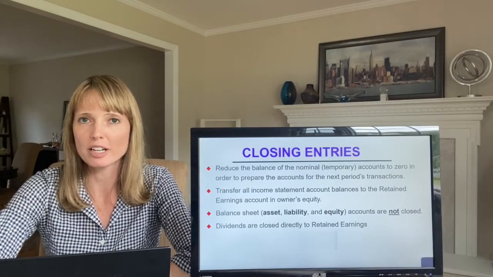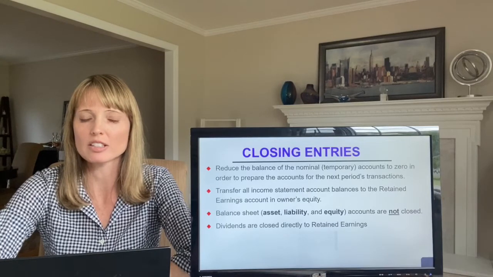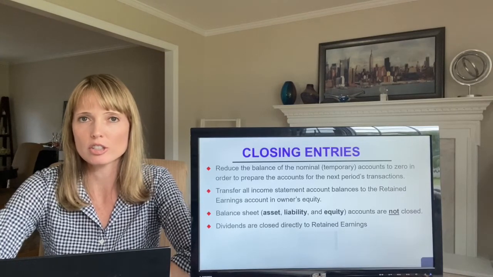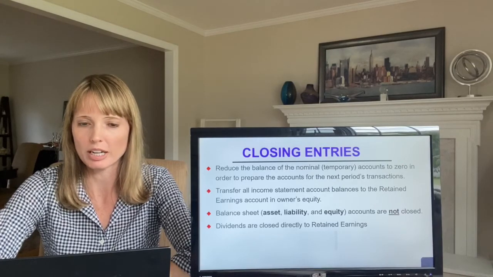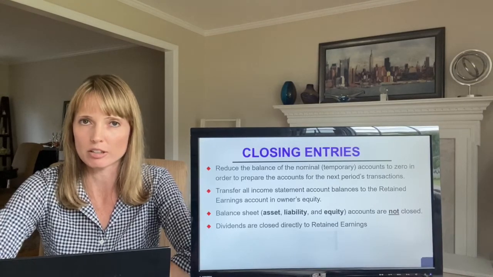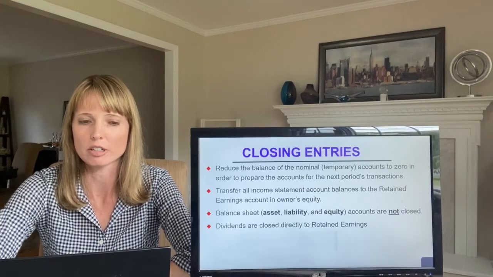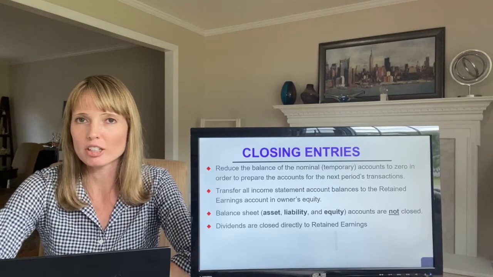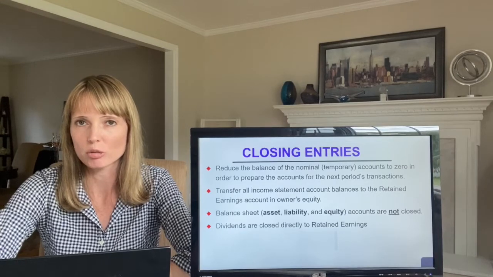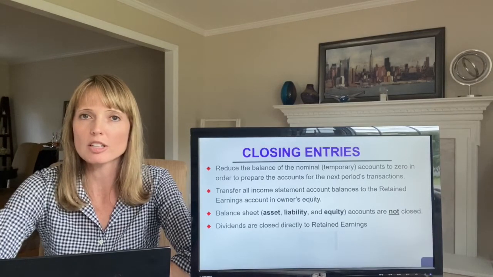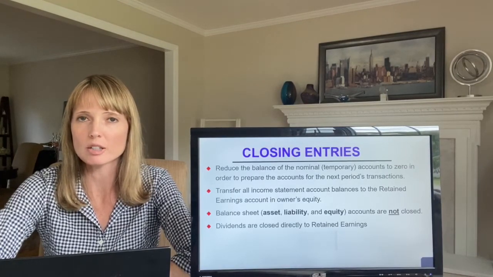Again, the revenue accounts, the expense accounts, and the dividends accounts are all considered temporary. They track the balances just for one accounting period. And at the end of the accounting period, they need to be closed out, or their balances need to be brought to zero. Balance sheet accounts, such as cash or inventory, of course, don't get closed out. Their ending balances carry forward from one period to the next.